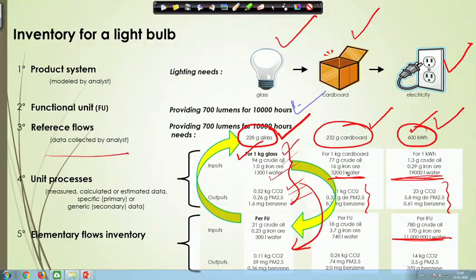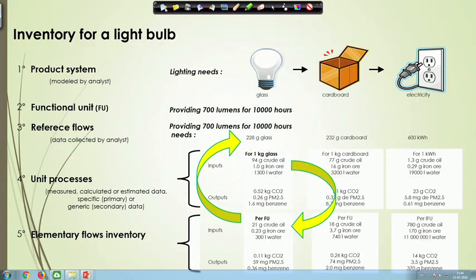So, and then you need to collect all these data. What we try to do is get the information in a database. There is an EcoInvent database that we use, and from that database we try to extract information and use it in our LCA exercise.